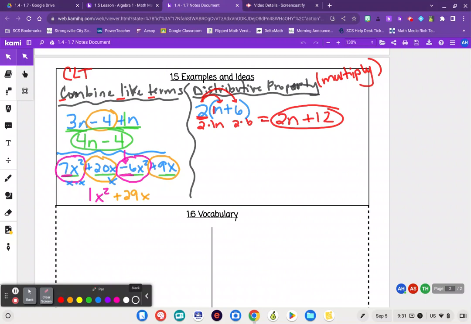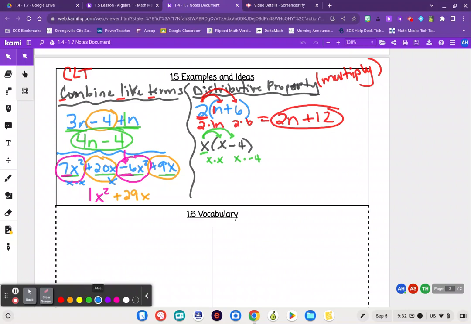I want to do another example, and this time I'm going to have x parentheses x minus 4. All right. So again, this x is going to get multiplied to each term inside. That's like saying that I have x times x and x times negative 4. So again, you do not have to write that multiplication underneath, but for some people it's helpful to show, hey, this is the multiplication I have to do. The x on the outside gets multiplied to each term on the inside.